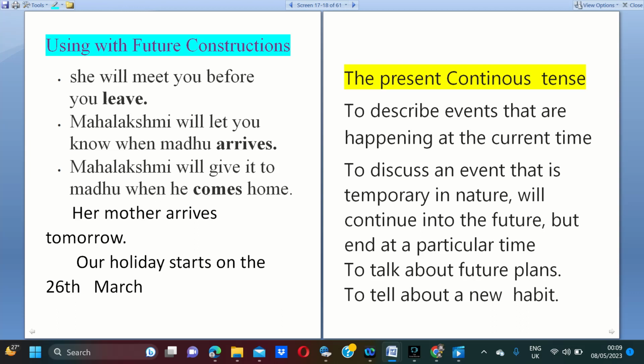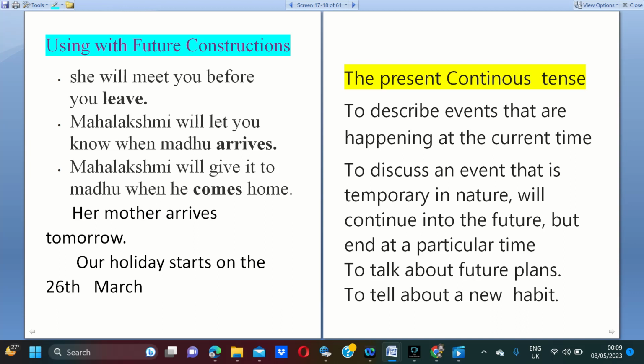Using it with future constructions: She will meet you before you leave. Mahalakshmi will let you know when Madhu arrives. Mahalakshmi will give it to Madhu when he comes home. Her mother arrives tomorrow. Our holiday starts on... all these are future constructions.